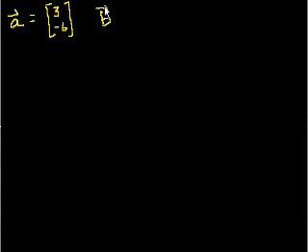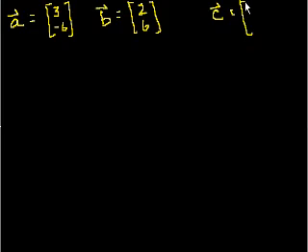Vector B is equal to 2, 6. And I want to know, is there some combination of vector A and B where, I could say, I don't know, 5 times vector A plus 3 times vector B, or 10 times vector A minus 6 times vector B. Some combination of vector A and B where I can get vector C. And vector C is the vector 7, 6.